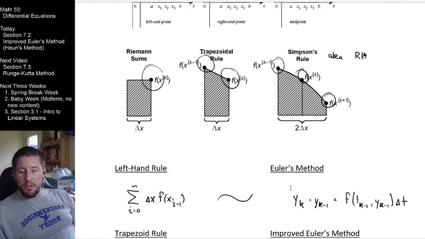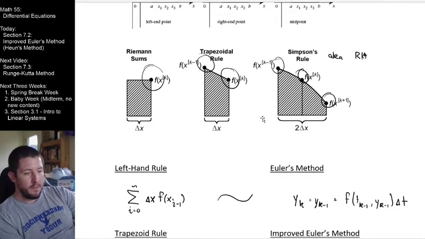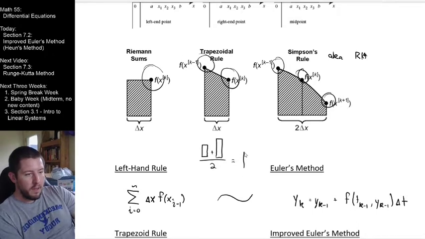The trapezoid rule, though, is a little bit different. What we can see here is that if we want to think about the area of a trapezoid, what I can think to myself is that this rectangle plus this rectangle divided by 2 is going to be. I'm going to mark this as A and this as B. That's A.